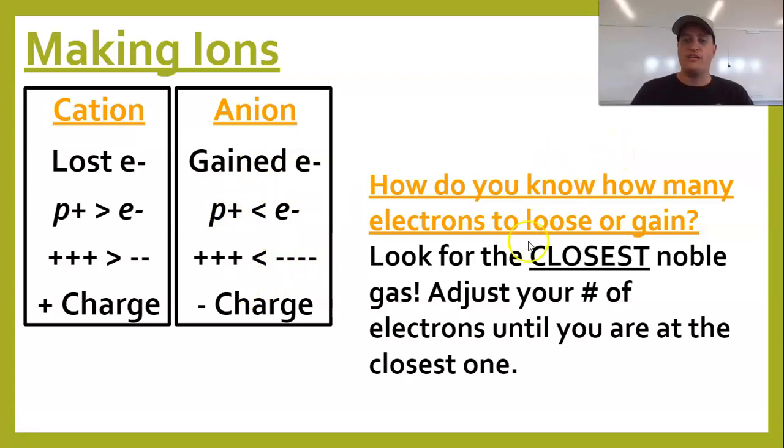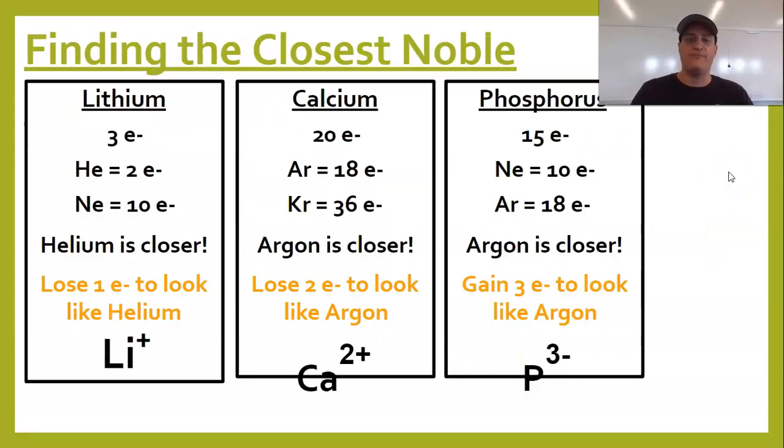Now, how do you know which happened? Look for the closest noble gas and adjust your number of electrons until you're at the closest one. Let's take a look at that. So, lithium, I've got 3. Closest noble gas is going to be helium. I'm going to lose one to look like helium, so it's Li+. Calcium, closest one is argon. Going to lose 2 electrons to look like argon. Losing 2 electrons, I'm positively charged. Phosphorus, its closest one is argon. Going to gain 3 electrons to look like argon, hence it's 3-.